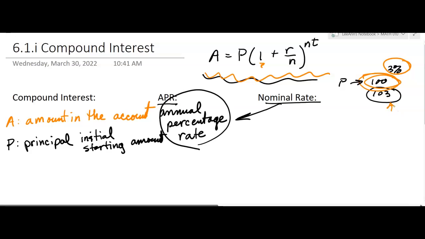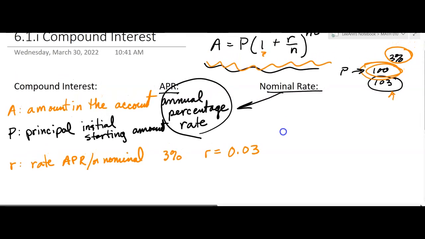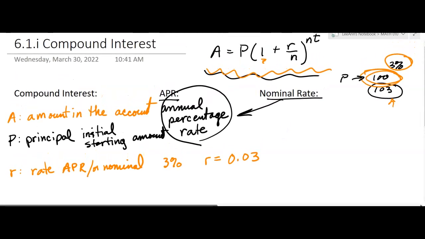Now, the way to find that interest then is you take the R. Okay, so R is for the rate, and it's usually given as an APR or nominal rate. It's usually given as a percentage. So when we talk about 3%, R is equal to, you have to change it to a decimal, 0.03. Okay? So just remember when they tell you the interest rate, you're going to change that to a decimal to use it in the formula.